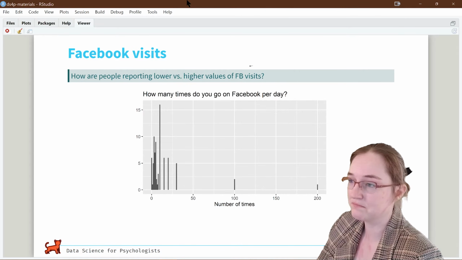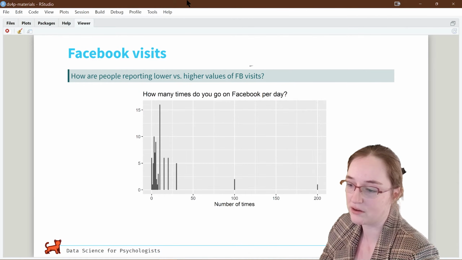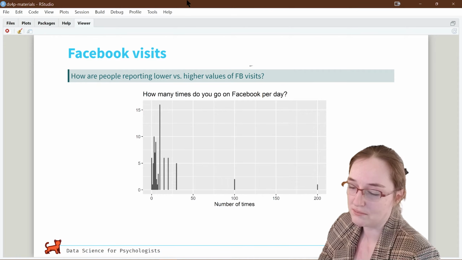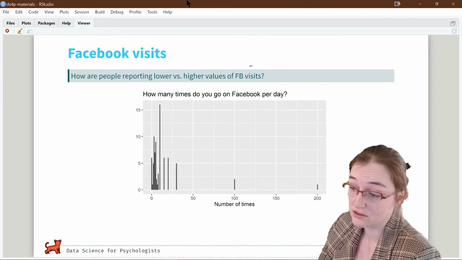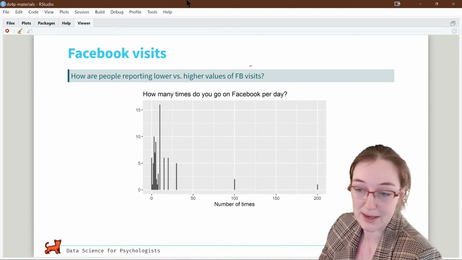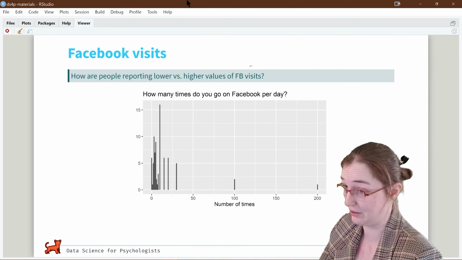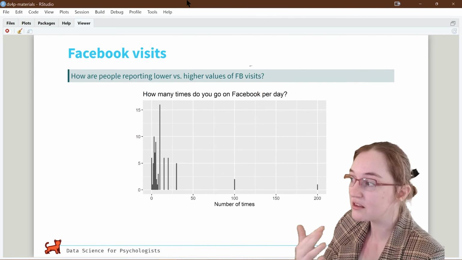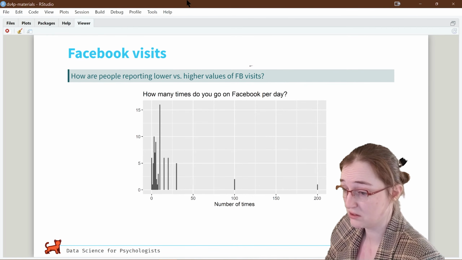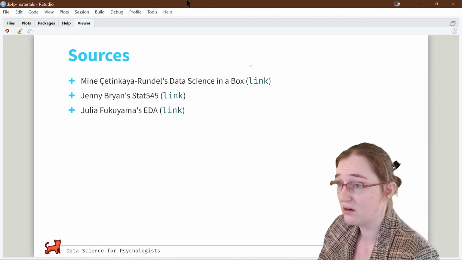How about number of Facebook visits? How are people reporting low and high values? Yeah, most people are not visiting it a lot. But there are some people who are way out there. So just looking at the data tells you a lot that you would otherwise miss. Because you don't see the lumps.